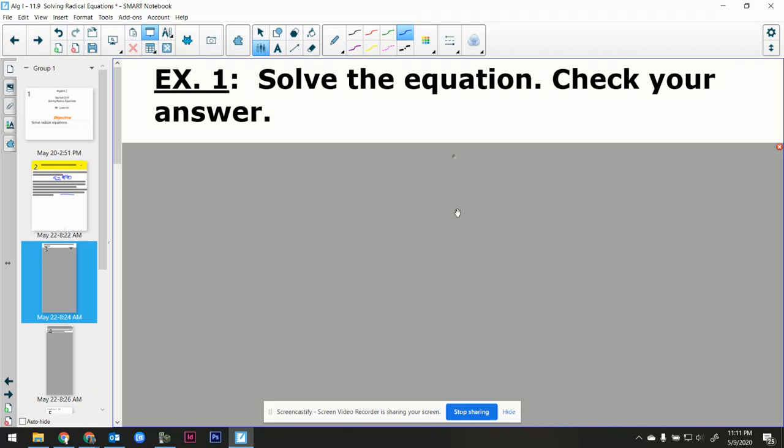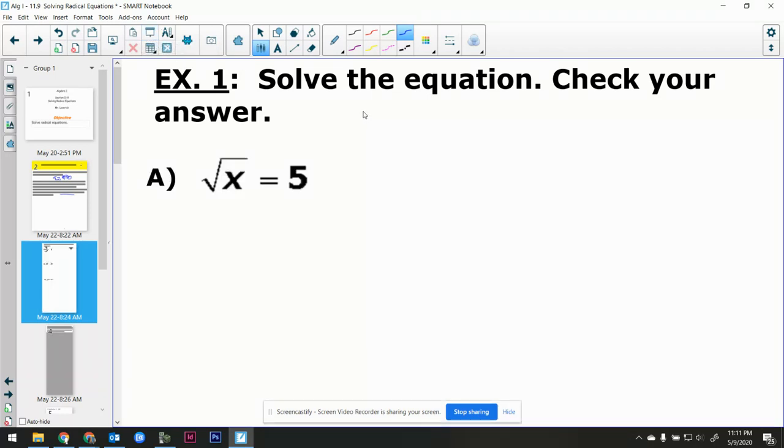Solve the equation. Check your answer. It's always important to check your answer. If I have something like this, think about it logically. What number, if I take the square root of it, is going to get 5? Obviously, it's going to be 25. But how does that work? To get this over to the other side, I square both sides. So x is equal to 5 squared, or 25.